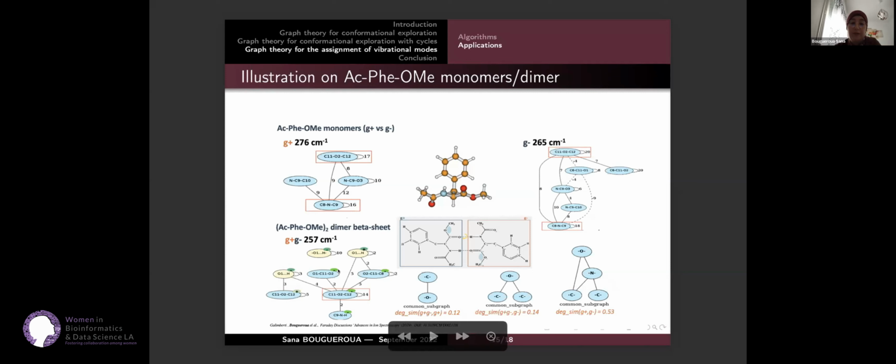And also if we go, for example, to the dimer, here we can see that we keep not all the motions that are participating in the monomer, but we keep some of them. And we can see that we have an extra contribution of the hydrogen bond that we have between the two monomers.